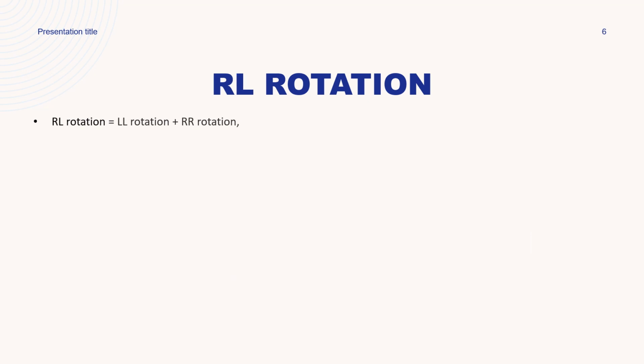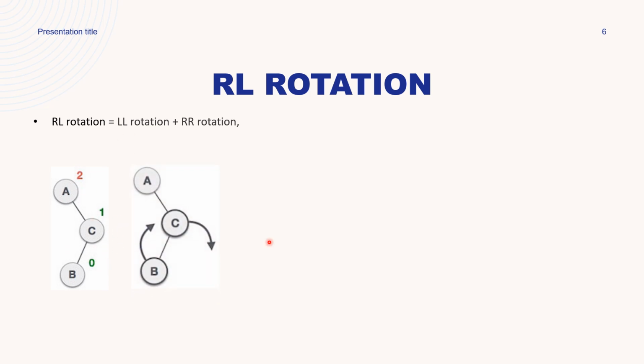Now we'll see the RL rotation. RL rotation is nothing but a right rotation plus left rotation. Let's take the example. As you can see here, the B node is inserted at the left part of C, and C is already at the right part of A. Because of this, the balance factor of A is 2. This is the condition for the RL rotation. So here we need to perform the right rotation first, then the left rotation.